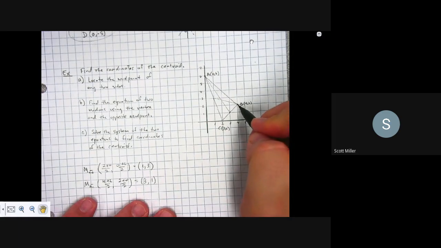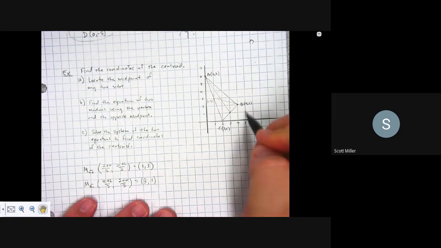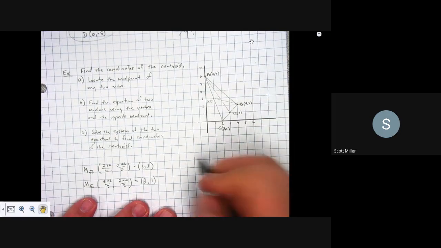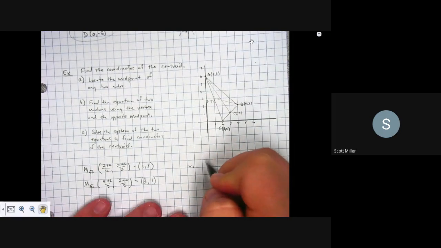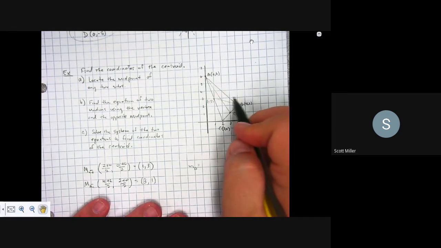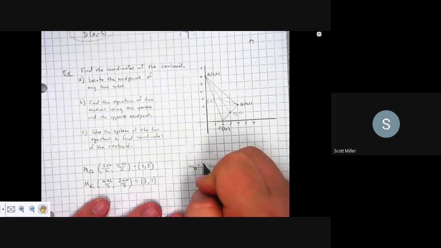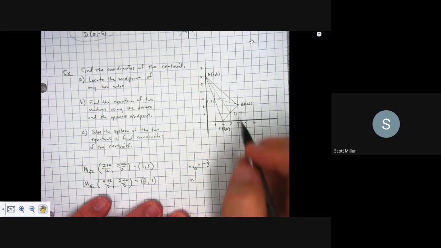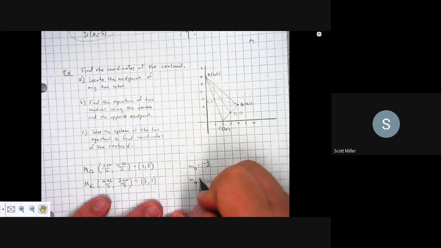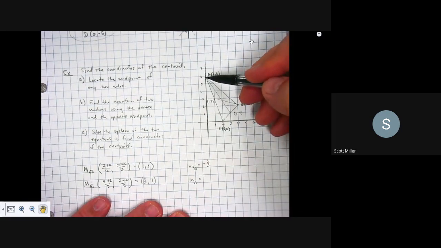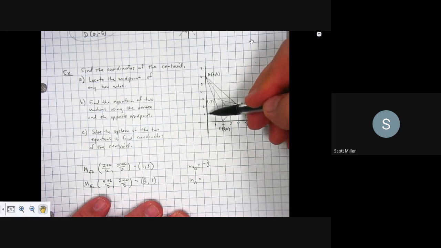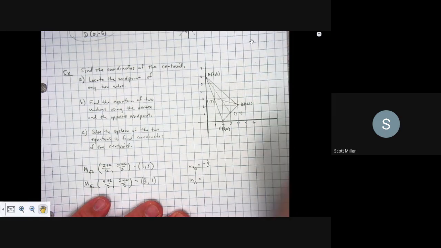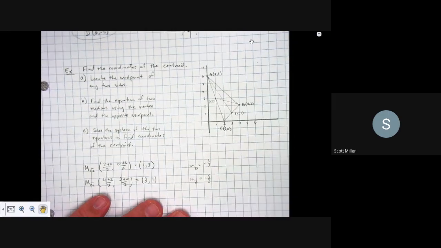It's going to go from here to here. I know the value of this point is (1, 3), and I know the value of this point is (3, 1). So what is my slope from B? I'm going to go up 1 and back 3, so that is a negative 1/3. What is my slope from A? From here I'm going to go down 1, 2, 3, 4, 5, and over 1, 2, 3. So that is a negative 5/3. So now I found my slopes.